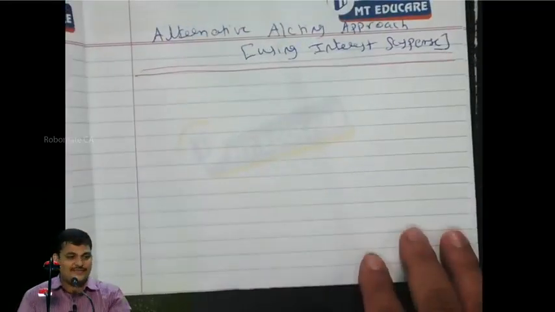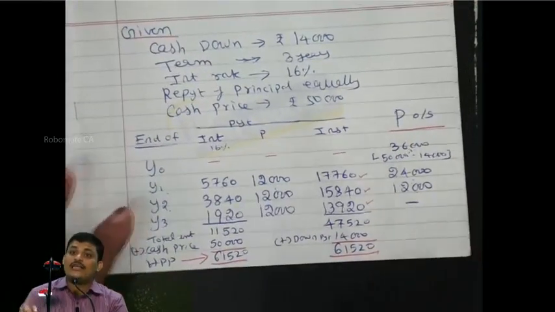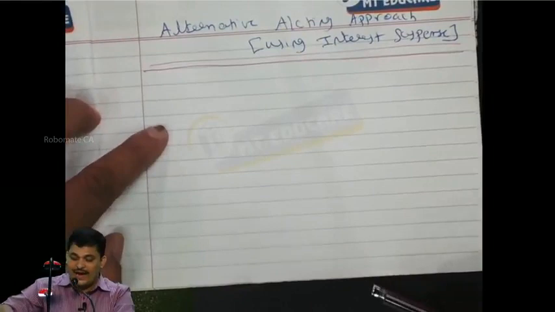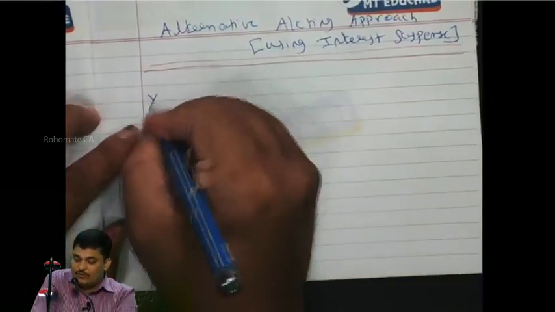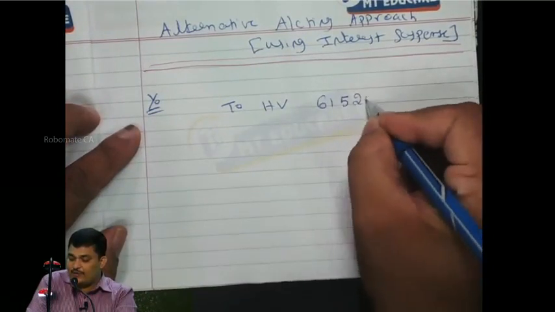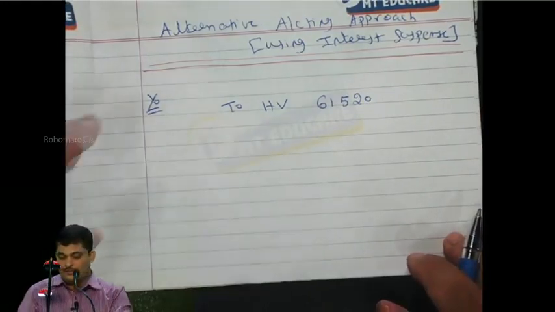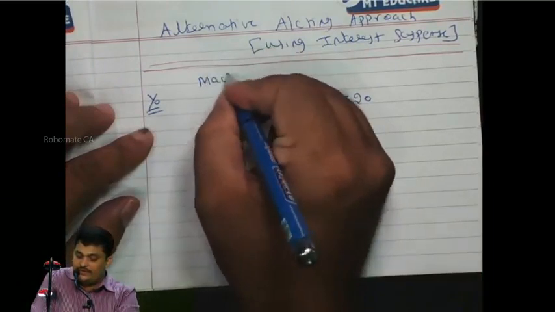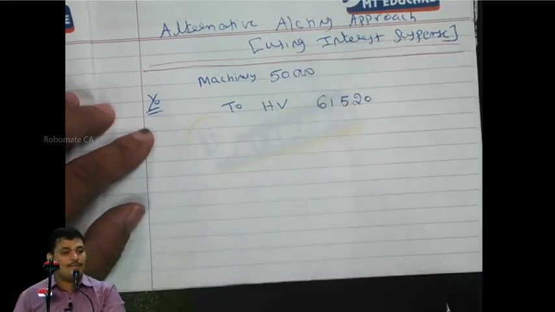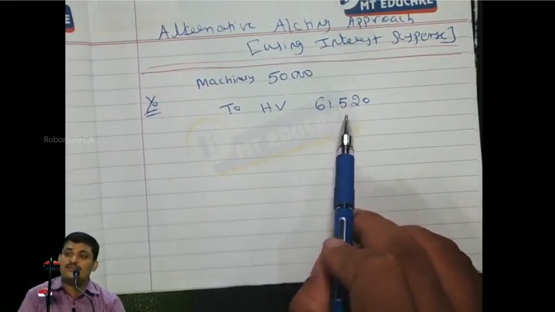So, when we find that the HP price is 61,520, this is a legal contractual liability, correct? So thereby, I want to show the hire vendor amount at year 0 as 61,520. I want to show liability as 61,000. So machinery debit 50,000 only, because that will never be more than cash price. But this is a contractual liability. I will show at 61,520.